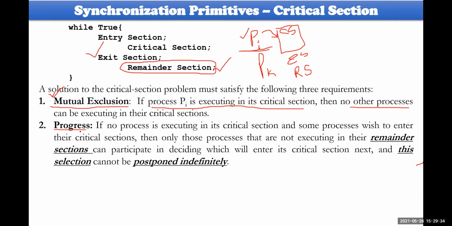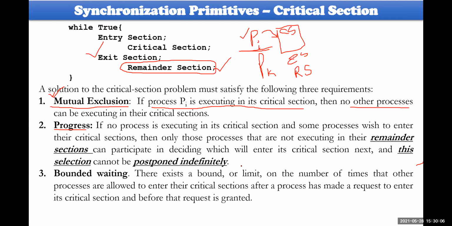Say P1, P2, P3, and so on, five processes are there. P3 is executing its critical section first. Before the end of P3's critical section execution, the synchronization mechanism will identify which process will execute next. This operation cannot be postponed for a while. If it is postponed, starvation will result for the process.